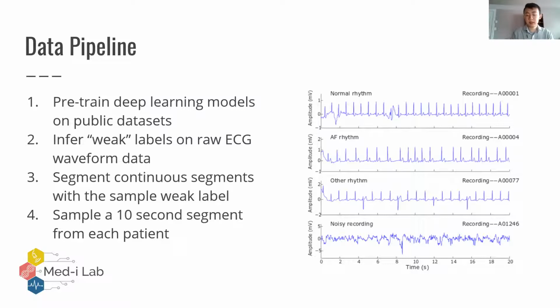So once we have those segments, we just take the first 10 seconds, under the assumption that if it's contiguous all the way through, that if the segment's classified as all AFib, then the first 10 seconds will also be AFib.